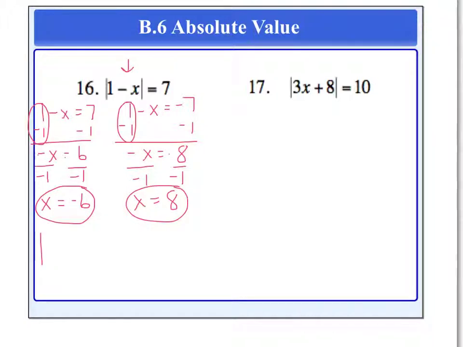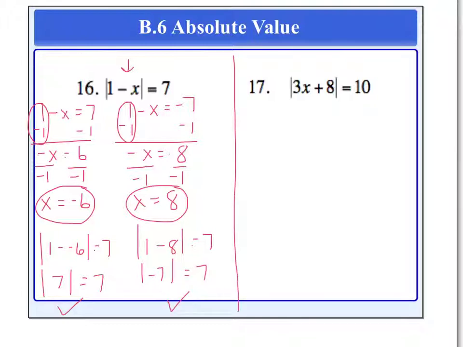Does the absolute value of 1 minus negative 6 equal 7? And does the absolute value of 1 minus 8 equal 7? Does the absolute value of 7 equal 7? Yes. Does the absolute value of negative 7 equal 7? Yes. So we see that those two did work themselves out.